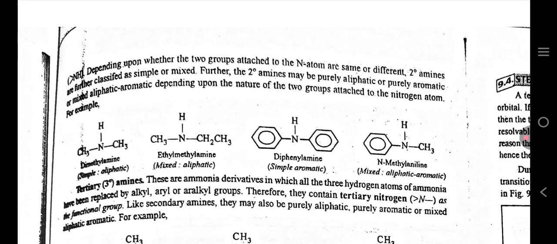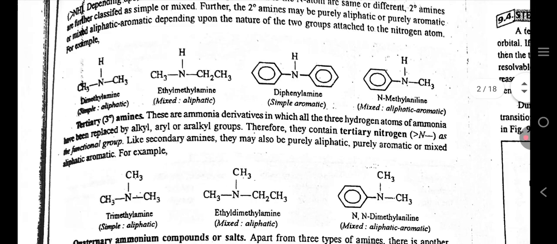Depending upon whether the two groups attached to the N atom are same or different, secondary amines are further classified as simple or mixed. Further, the secondary amines may be purely aliphatic or purely aromatic or mixed aliphatic aromatic depending upon the nature of the two groups attached to the nitrogen atom. For example, dimethylamine, ethylmethylamine, diphenylamine, and methylaniline.